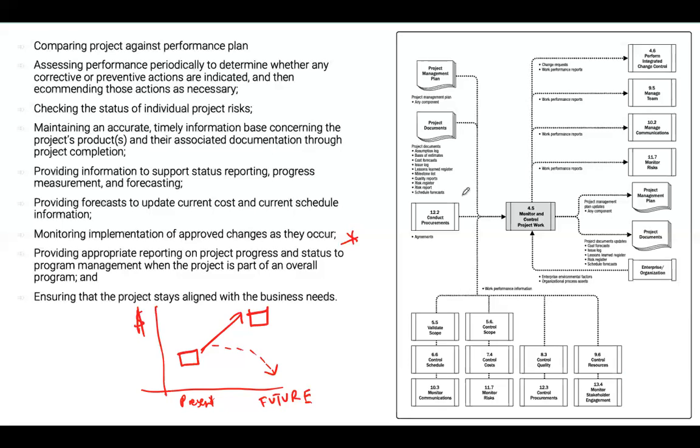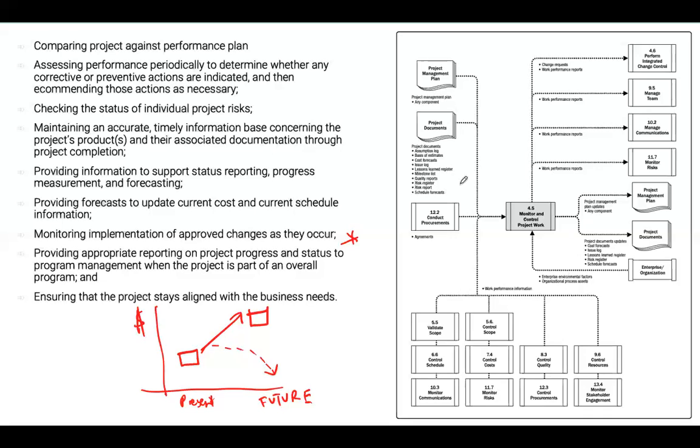Project documents are also inputs into that process, and the project management plan is also an input into the process, and the outputs of the process will be put into the project management plan or project documents. So that might be the updates associated with changes to the project. What else could we have?